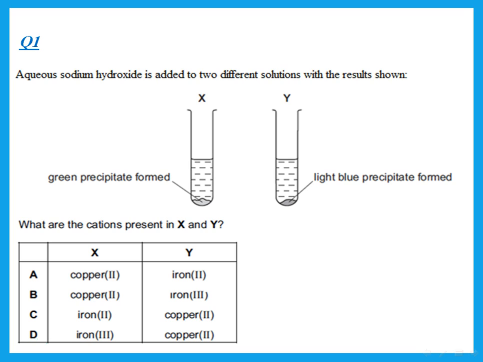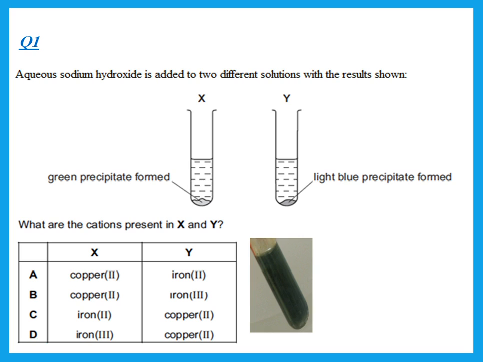The first question says aqueous sodium hydroxide is added to two different solutions. He added sodium hydroxide to solution X and he got a green precipitate. And the question is, which cation gives a green precipitate with sodium hydroxide? You should realize that that is iron 2. Iron 2 is the one that gives green precipitate with sodium hydroxide.